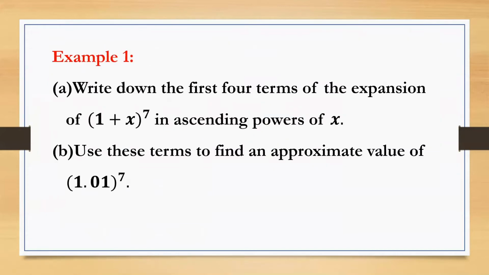Now we are going to see how we can use the binomial theorem in different examples. So the first example, part A: write down the first 4 terms of the expansion of (1 + x)^7 in ascending powers of x. Part B: use these terms to find an approximate value of 1.01 to the power of 7.